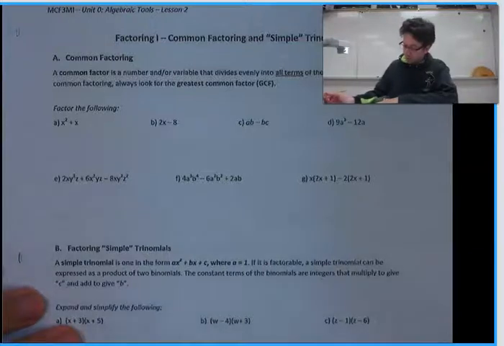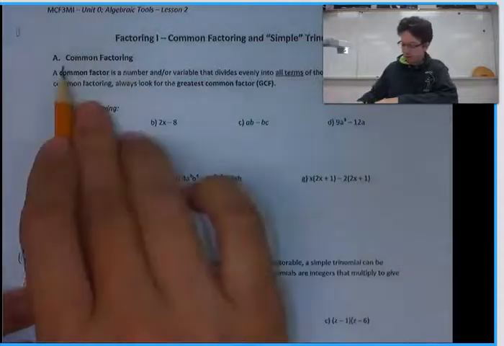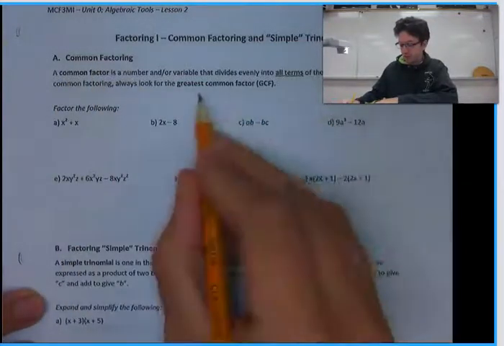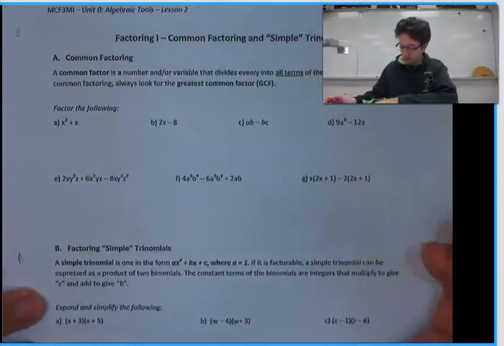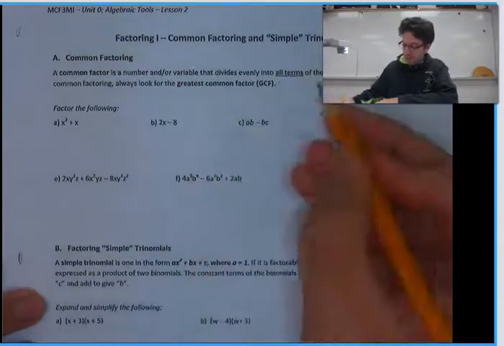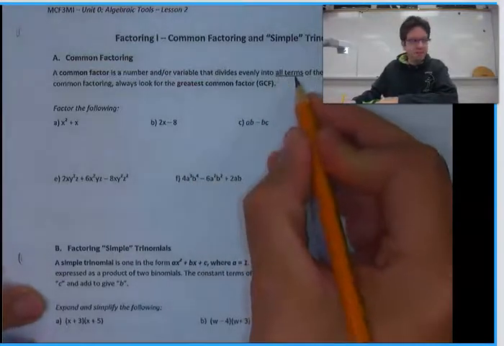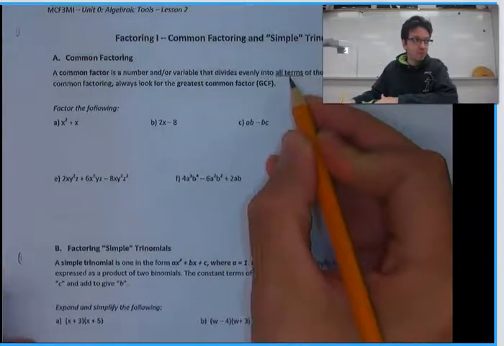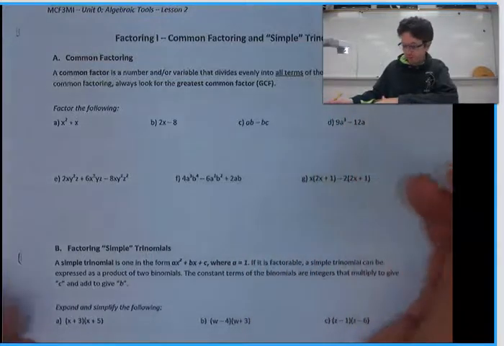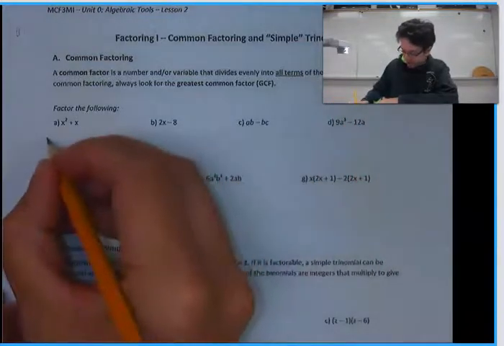All right, so we're going to go over a couple types of factoring. The first one is common factoring, or finding the greatest common factor. That's basically just looking at all your terms to see what is in every single term. So let's look at some examples.